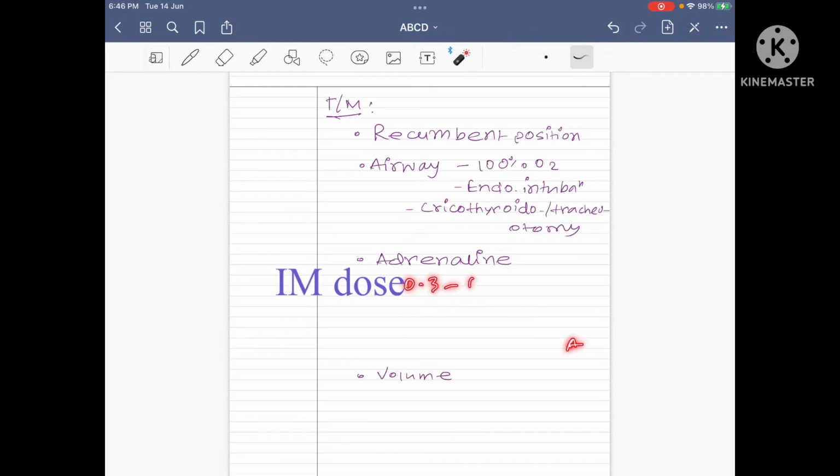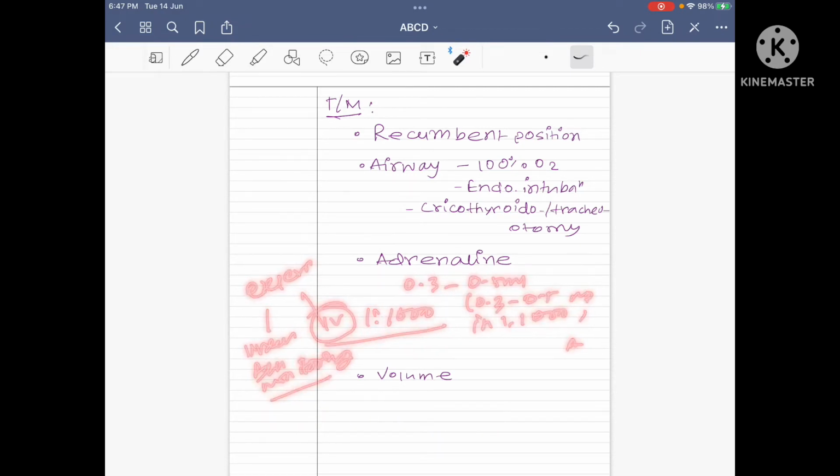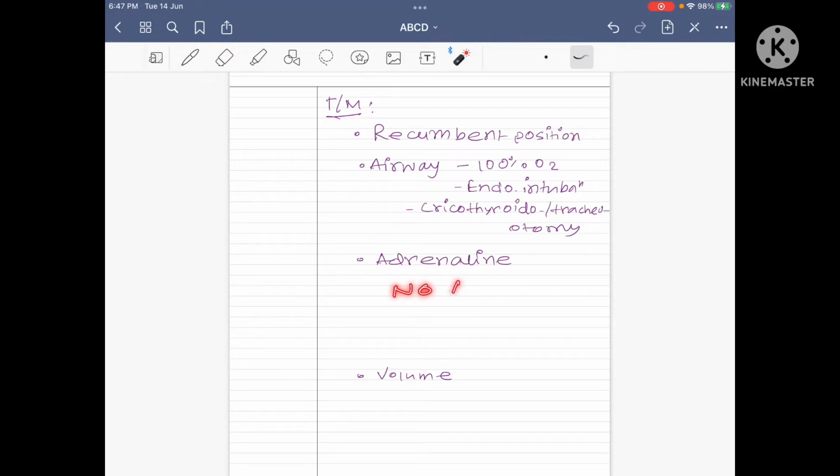That 0.3 to 0.5 ml was 0.3 to 0.5 mg in 1:1000 dilution. But the IV dose is 1:10,000 or 1 lakh dilution. So IV should be given only by experts and under ECG monitoring. Always remember ECG monitoring. And one more thing, there is no absolute contraindication of adrenaline. Always remember that. And for volume, you should always give a 500 to 1000 ml bolus dose.